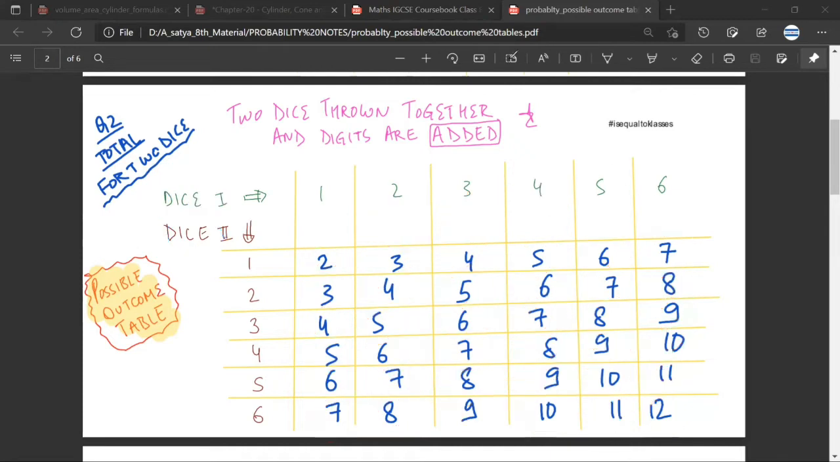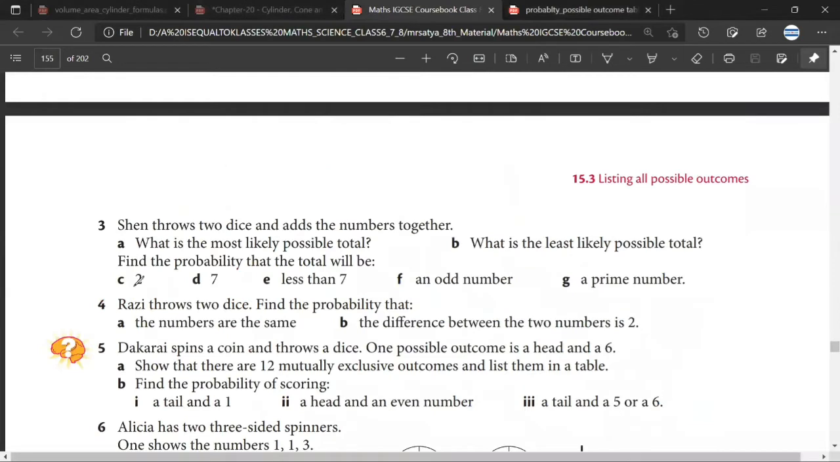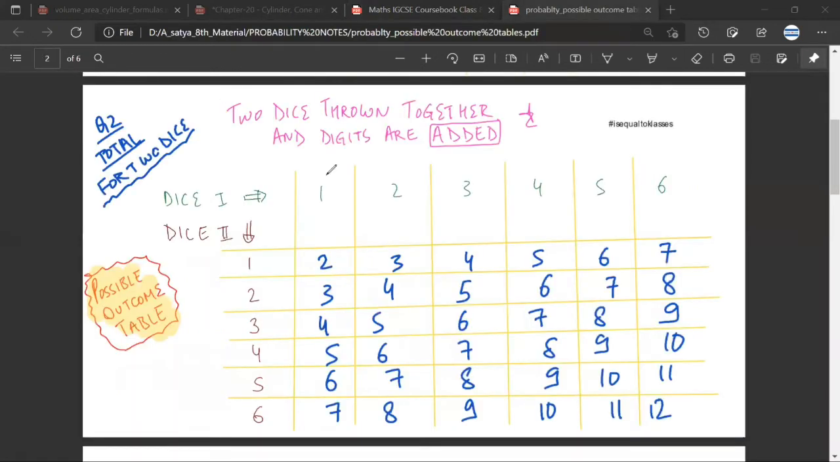Now, in the next part, he's asking us the probability of 2, 7, less than 7, odd number, prime number. Let us try to do this. First he is asking us about the probability that the total would be 2. Can you tell me the answer? So probability that the total will be 2, only one option satisfies our condition. The total number of possibilities which are available is 11. Any doubts about that? No doubt.